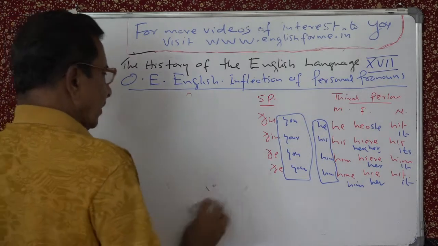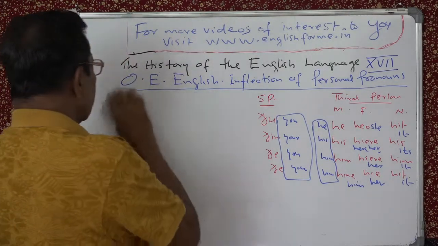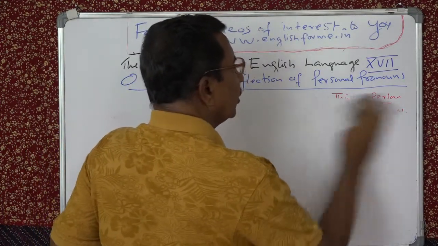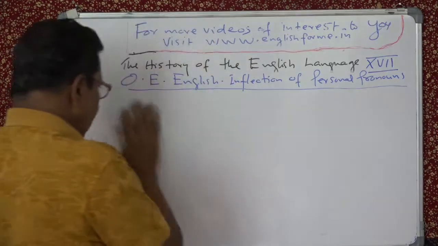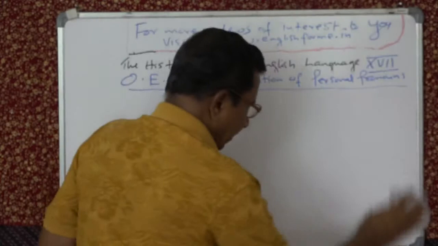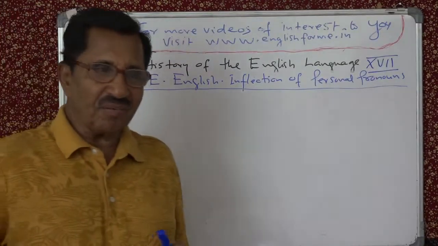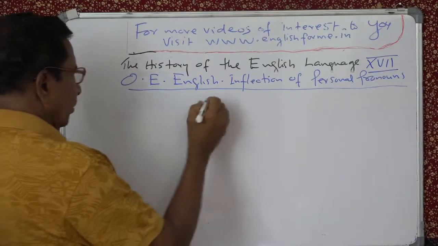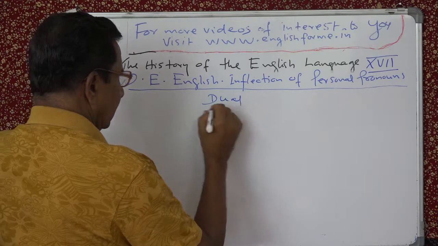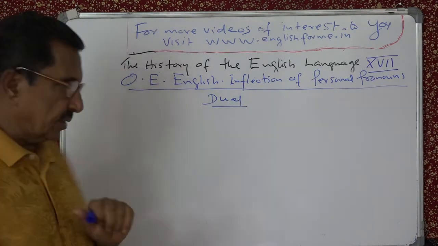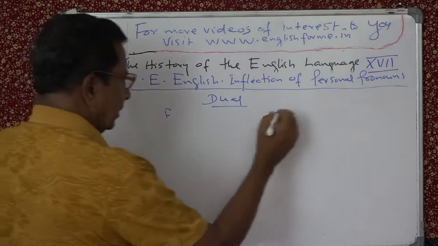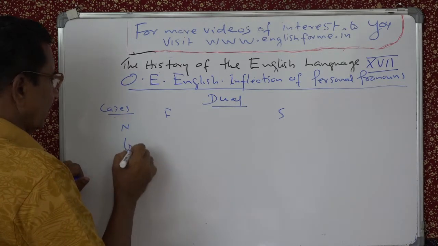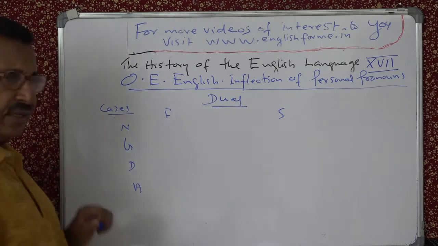Now what is the difference between Old English and modern English? We said Old English had one more number, and that was dual number. Dual number only for first and second persons, not third person. You can say single, dual, plural. Dual means for 2 persons, first person and second person. Cases you have nominative, genitive, dative, accusative. And now it is very simple for you.